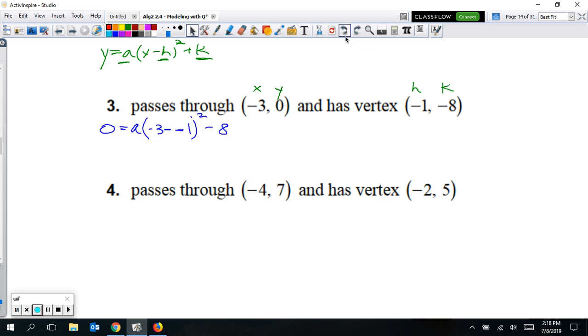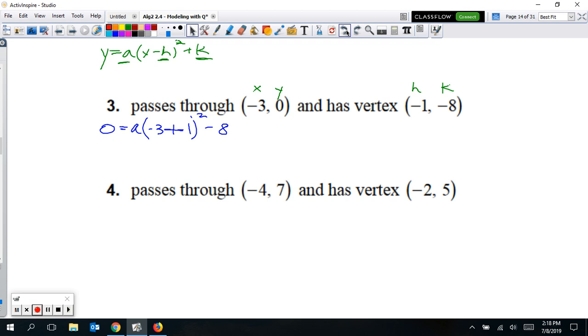And so as we start to plug everything in, we're going to start off with the y number, 0 first. So y number first equals a. And then in parentheses, the x number, negative 3 is the x number, and it's minus the h number. Now h is a negative, so it makes it a double negative here.